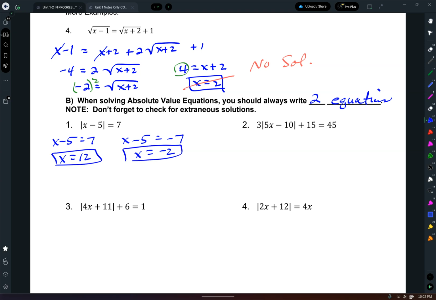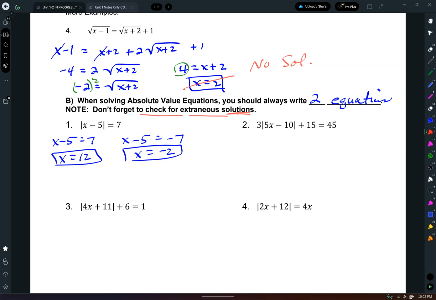Okay. Now remember up here where it said, even on absolute value equations, really you should check for extraneous solutions. For now, I'm going to hold off on that. And then when I finish all my examples, I'm going to point something out. Maybe we can find a shortcut for all those checking problems.